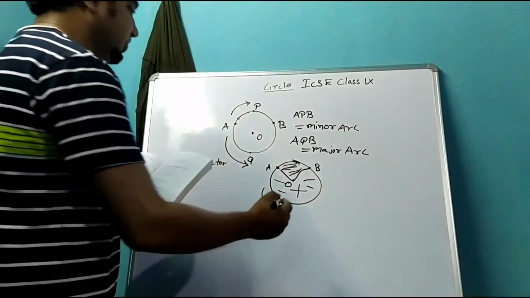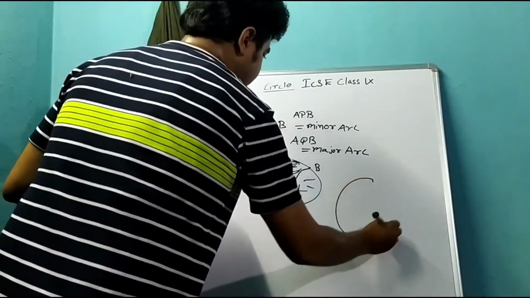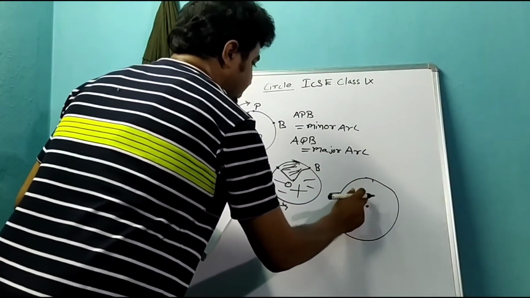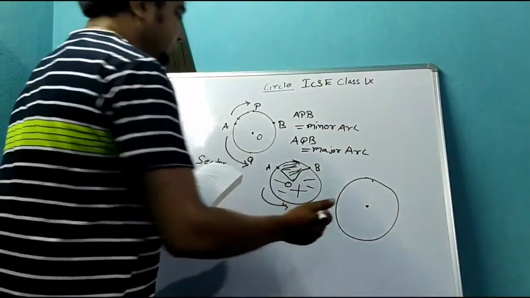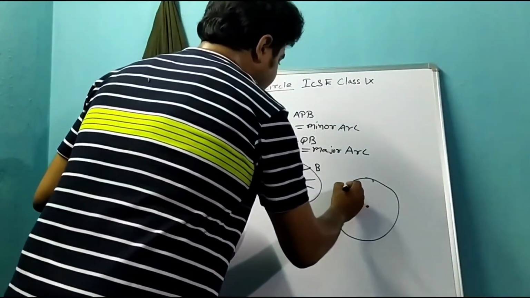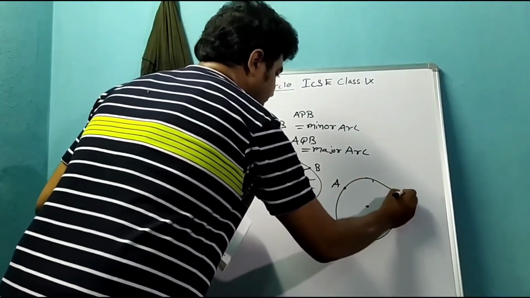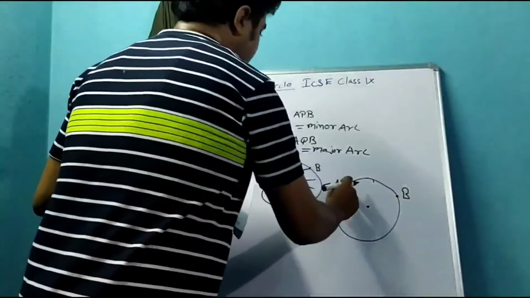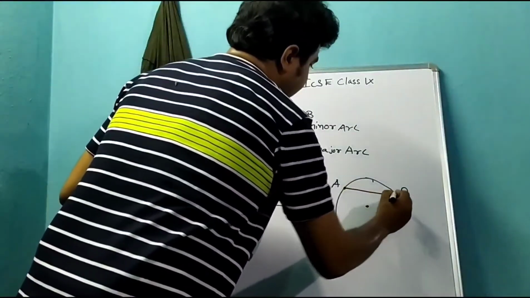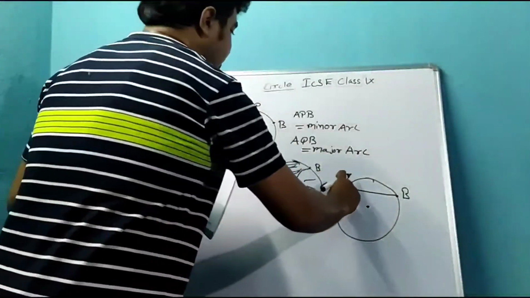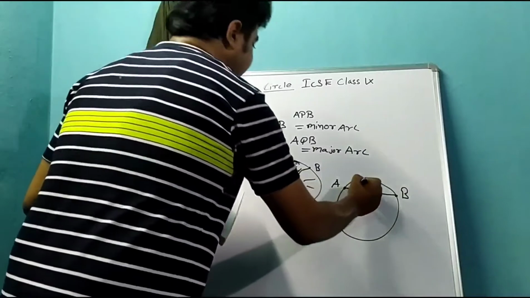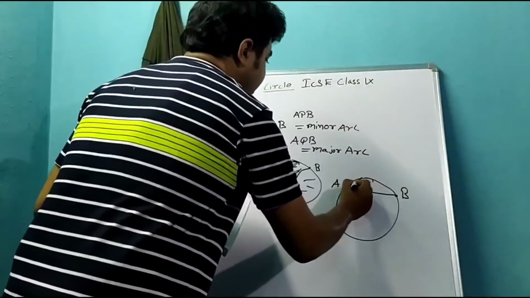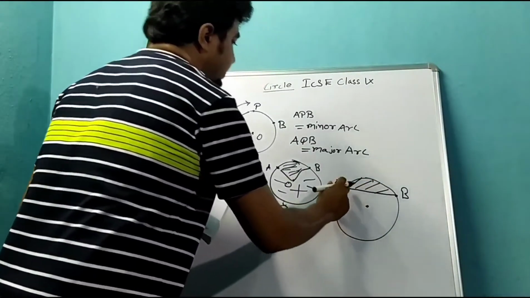Now the next thing is segment. Segment is basically, if I am taking this center O, again two points, A and B. First you have to join these two points, A and B. Now A to B is known as arc, and the line A to B is known as chord. So the area between the arc and the chord is known as segment.